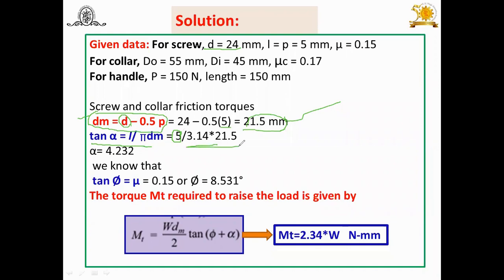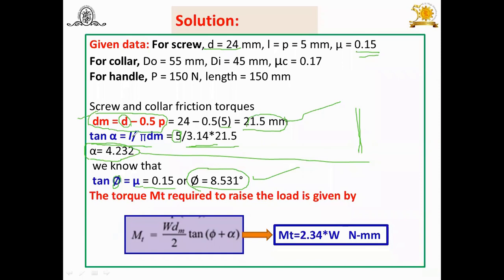You can substitute all these values, so you will get tan alpha is equal to this, and therefore alpha is equal to this. So you will get this helix angle or lead angle. Once you know this, the next step is to find out phi, the friction angle. Tan phi is equal to mu, where mu is the coefficient of friction for the screw or thread surface, that is 0.15. So you can substitute here 0.15. Phi is equal to tan inverse of 0.15, so you will get phi, the friction angle, equal to 8.531 degrees. Remember these things. I hope you have got it.